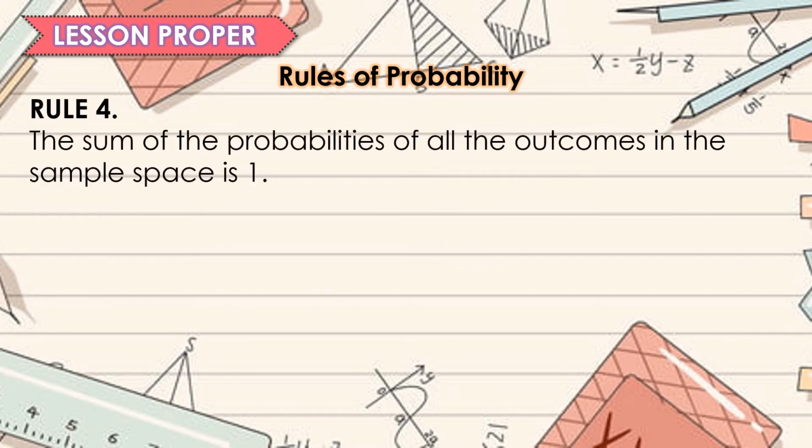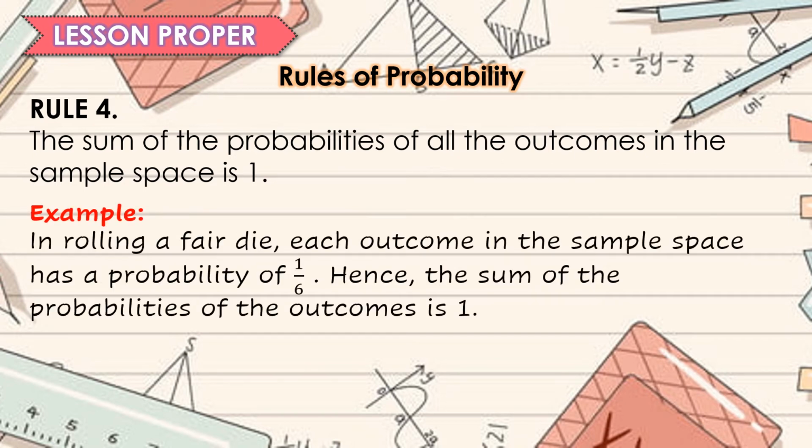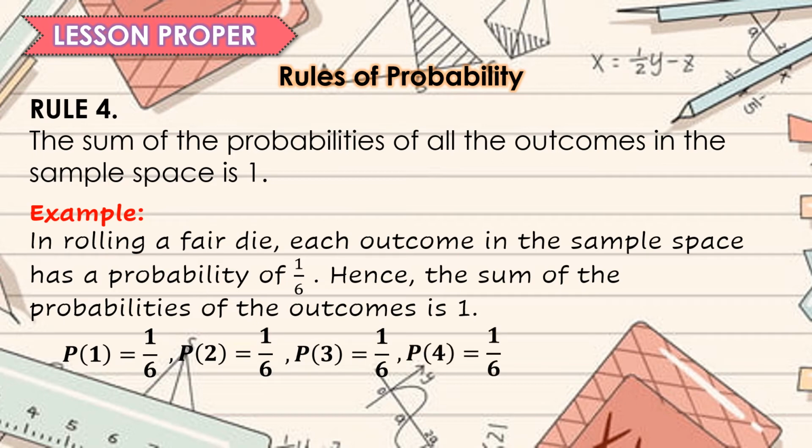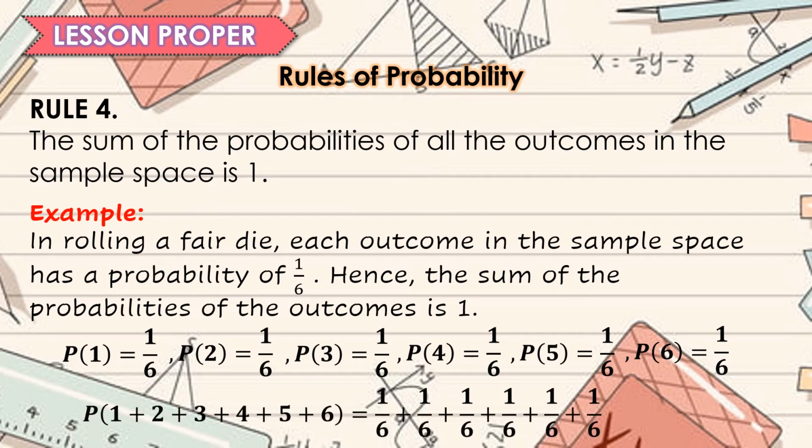The fourth rule is the sum of the probabilities of all outcomes in the sample space is 1. For example, in rolling a fair die, each outcome in the sample space has a probability of 1/6. The probability of getting a 1 is 1/6. The probability of getting a 2 is also 1/6. The probability of getting a 3 is 1/6. The probability of getting a 4 is 1/6. Same with 5, same with 6. Now, if we add these 6 probabilities, their sum is equal to 6 over 6 or 1. This is the fourth rule.